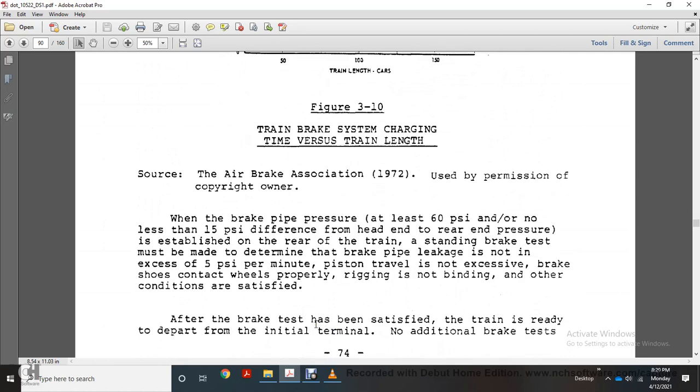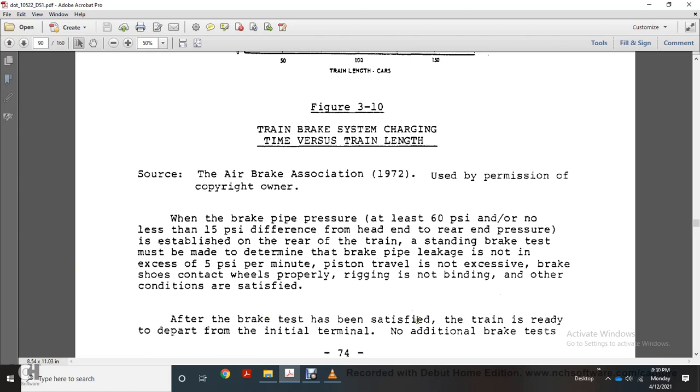The brake pipe pressure must be at least 60 psi, with no more than 15 psi difference between the head end and the rear end of the train. The standard brake test must be made to determine that the brake pipe leakage is not in excess of 5 psi per minute. Piston travel must be acceptable, the brake shoes must contact the wheels properly, the braking is not binding, and other conditions are satisfied.